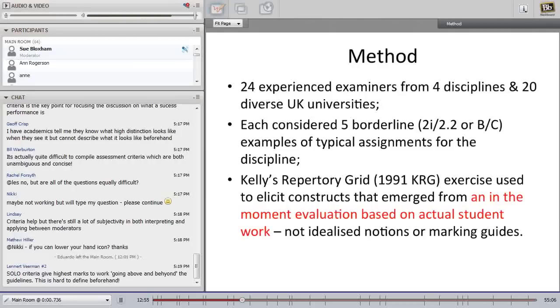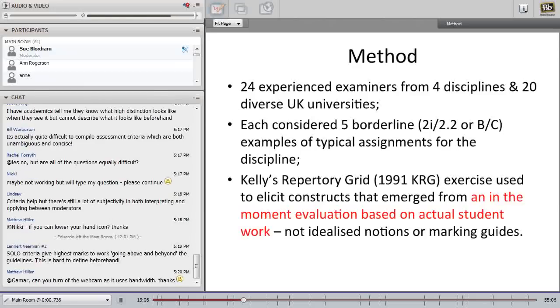And then about a week afterwards, we had an interview where we used Kelly's repertory grid technique to try and actually focus on what they did to elicit the constructs. In other words, the way they thought about the student work at the moment of marking. So it wasn't asking them what they did in their marking, but to try and actually elicit it.